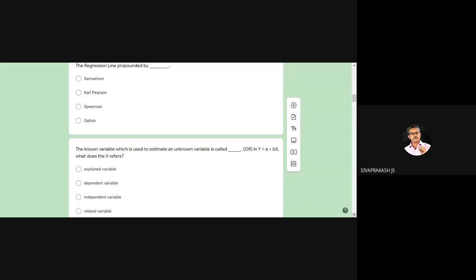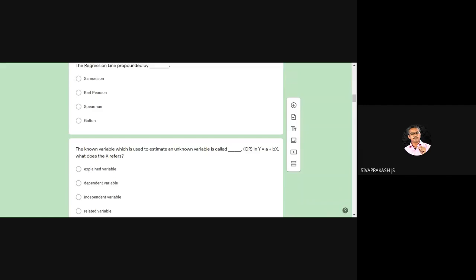Spearman எங்க வந்துச்சு? Spearman rank correlation வரும். Carl Pearson coefficient of correlation வரும். Samuelson எங்கேயுமே வரல. அப்படியா? Samuelson எனக்கு தெரிஞ்சு எங்கேயும் வரல. So the answer is Galton. Right.